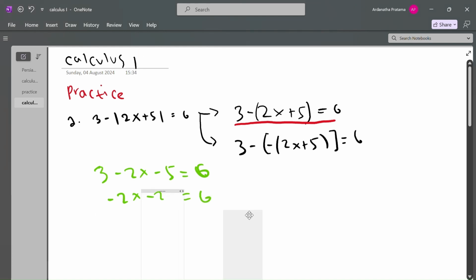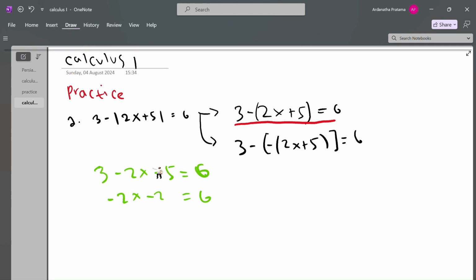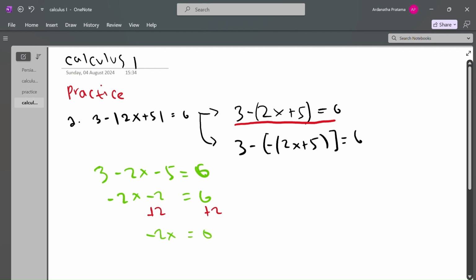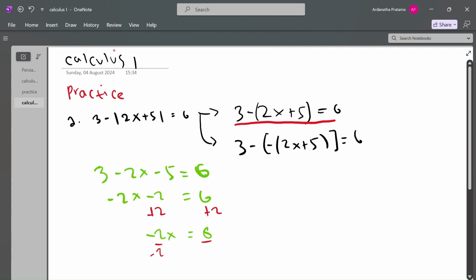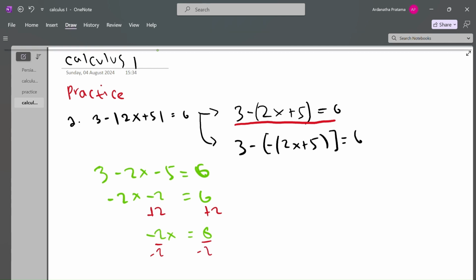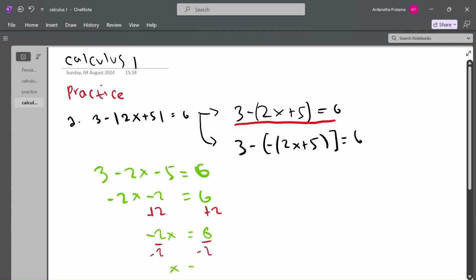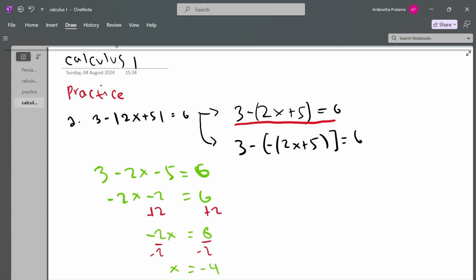Now I will add 2 to both sides, so it is plus 2 on the left side and the right side. And we get minus 2x equals 8, because minus 2 plus 2 is 0. Now I divide by minus 2. So the final answer is x equals minus 4. This is the basic calculation you need to know.